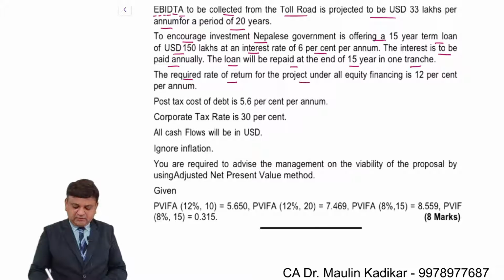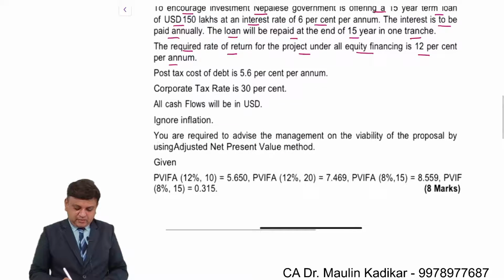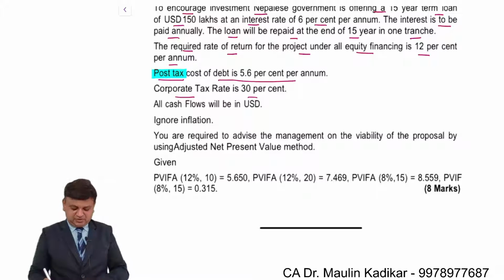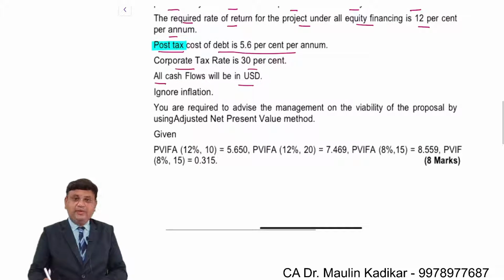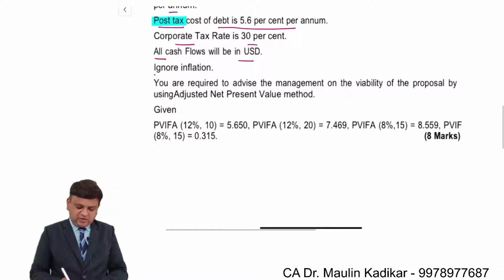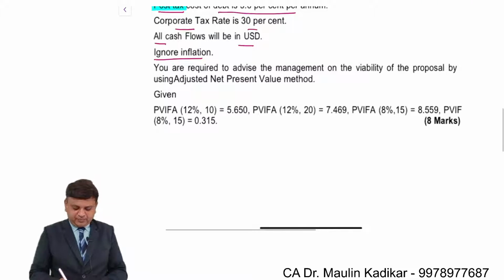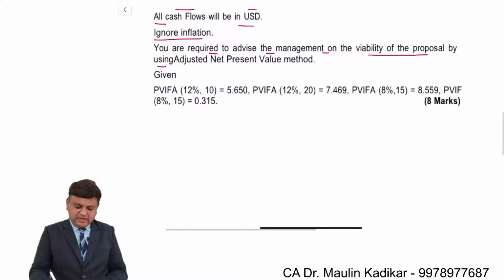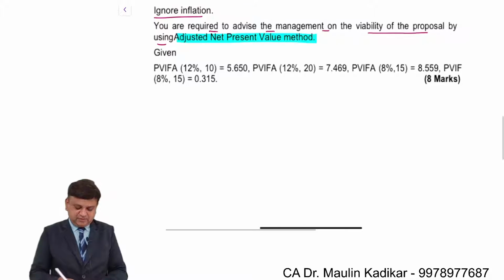The required rate of return for the project under an all equity financing is 12% per annum. Post tax, cost of debt is 5.6% per annum. Corporate tax rate is 30%. All cash flows will be in dollar currency. Ignore inflation. You are required to advise management on the viability of the proposal by using APV method, adjusted present value method.